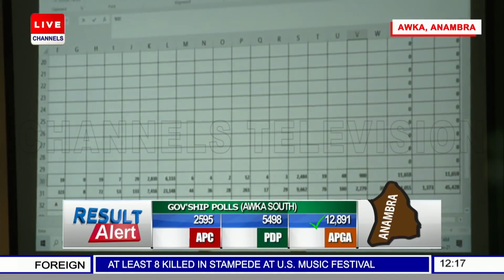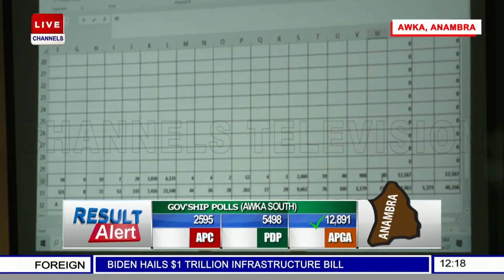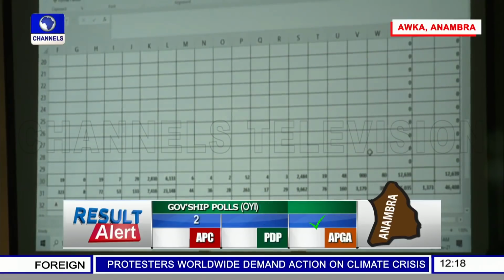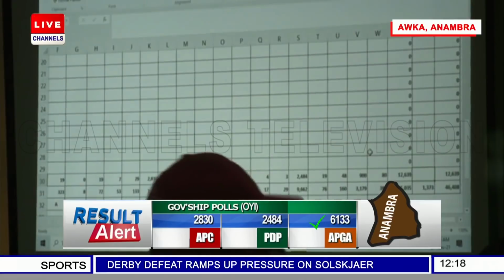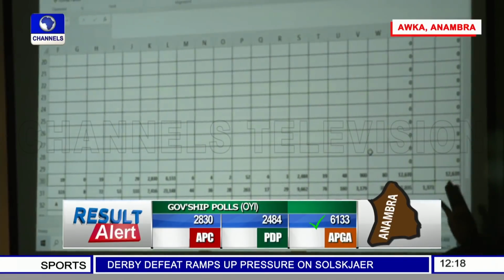Party YPP, 900. Party ZLP, 80. Total valid vote stands at 1,2,6,4,3. Rejected vote, 492.